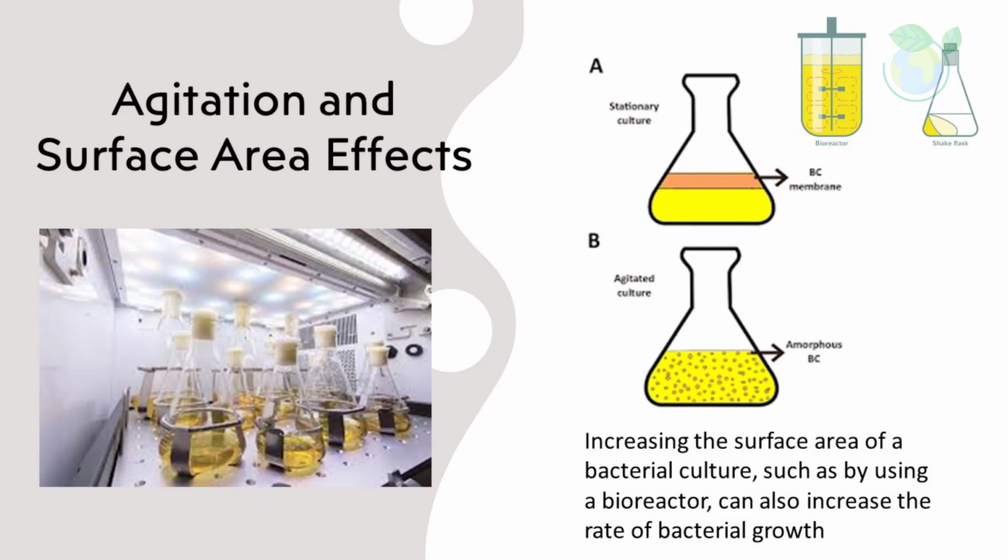Agitation and surface area effects. Bacterial growth can also be influenced by physical factors such as agitation or surface area. Agitation, such as shaking or stirring a bacterial culture, can increase the availability of nutrients and oxygen and promote bacterial growth. Increasing the surface area of a bacterial culture, such as by using a bioreactor, can also increase the rate of bacterial growth.